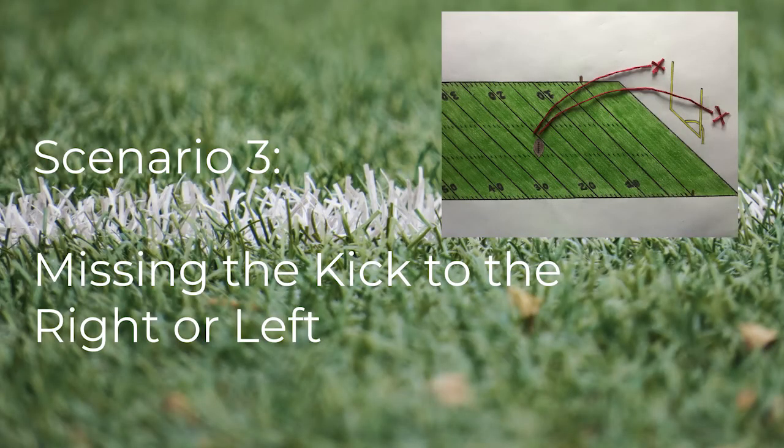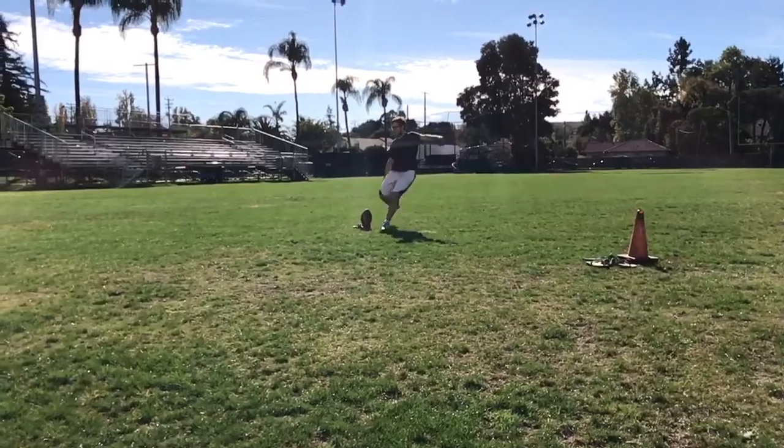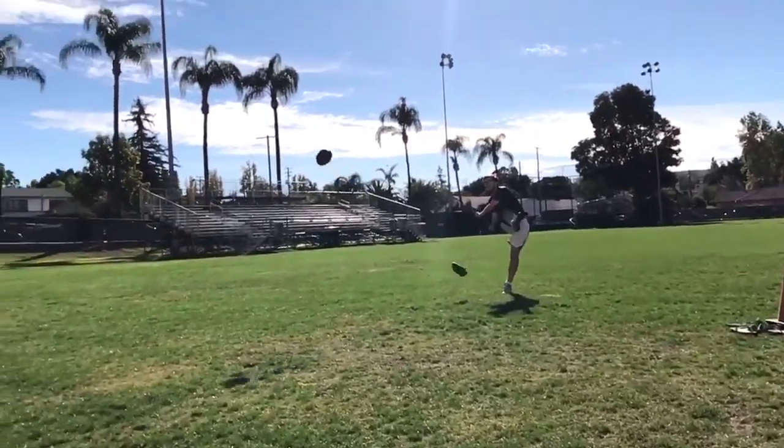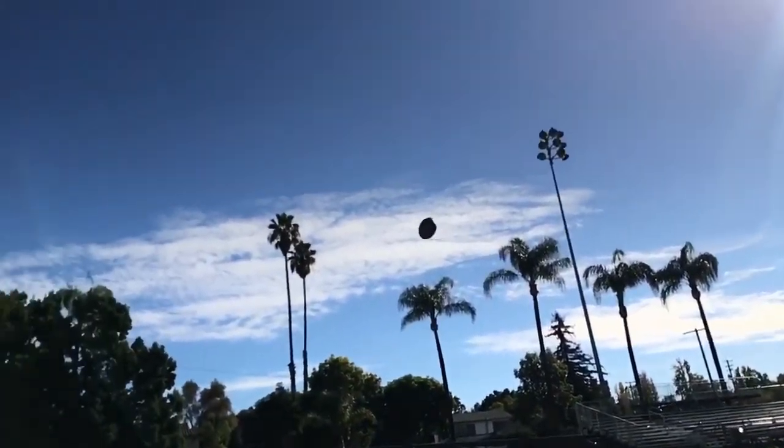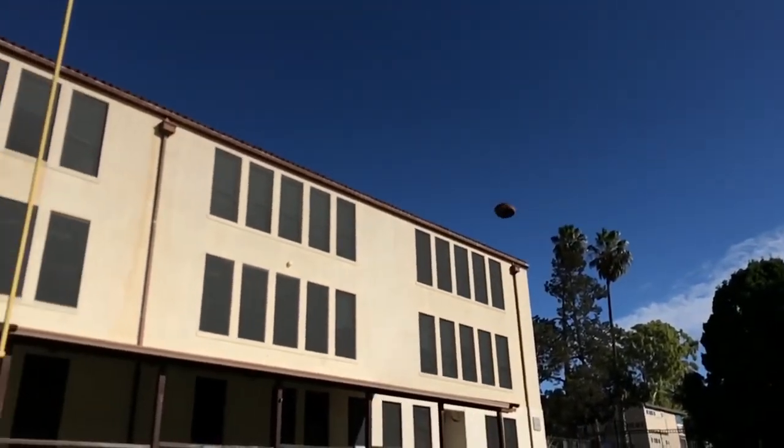Scenario 3 is missing the kick to the right or left of the goalpost. In addition to having a proper launch angle, you must kick the ball in the proper direction to make the field goal. If not, you will miss the uprights to either the right or left side. A field goal is not always a straight-on attempt, and you must compensate by adjusting the direction you kick the ball.